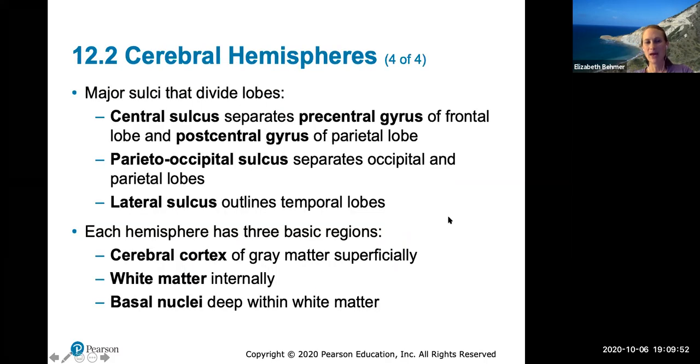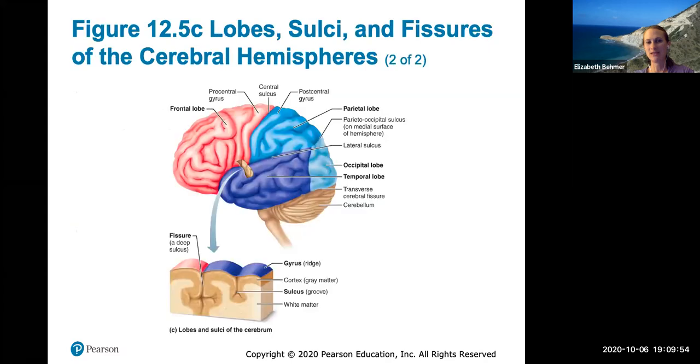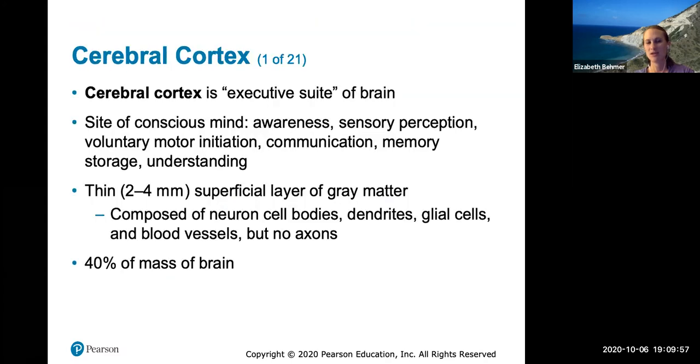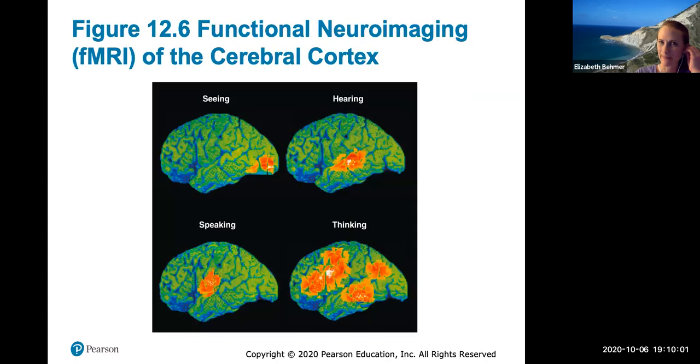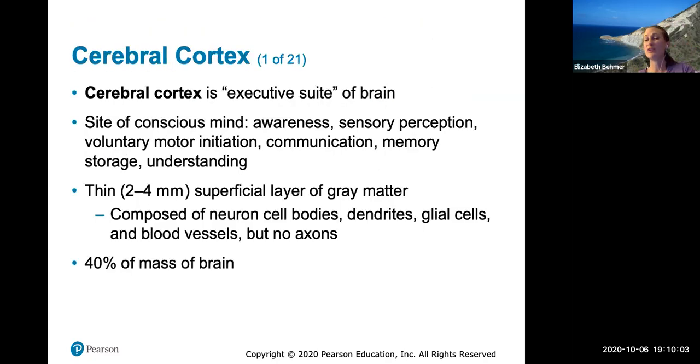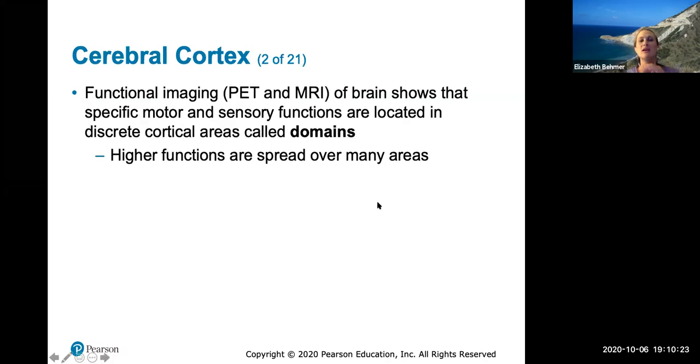I'm going to pass through a little bit of this now, because this is more the cerebral cortex. This is the executive suite of the brain. It's the site of the conscious mind, where your awareness, sensory perception, voluntary motor initiation, communication, memory storage, and understanding occur. This is the thin, most superficial layer of gray matter. It makes up about 40% of the brain mass.